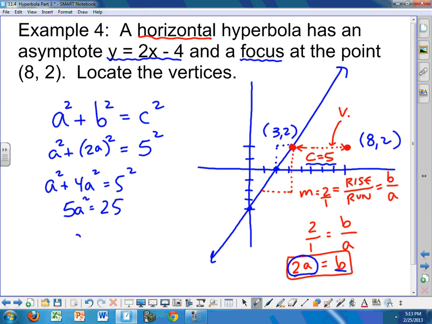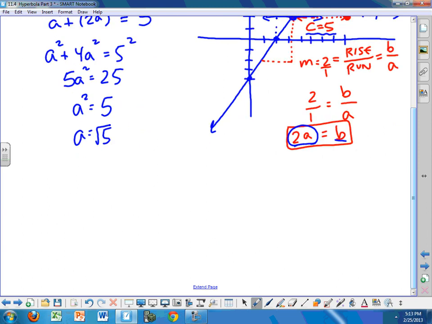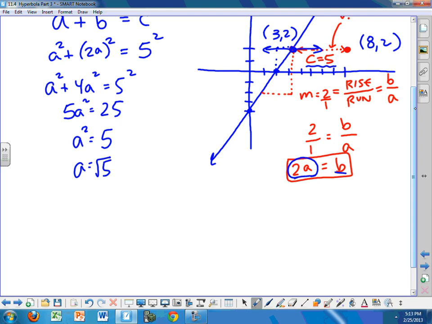Now be careful here. That means that a squared is 5. How about that? What that also means is that a is radical 5, and we can answer the question of locating the vertices because we see from the center 3, 2, we simply have to move to the right and left radical 5 units. So I'll finish this problem by simply writing that the vertices are located at 3 plus or minus radical 5, comma 2. And that gives us what we need.